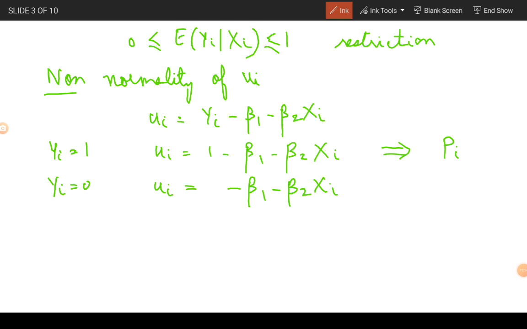However, if your sample size is large enough, then your OLS estimates will be unbiased even if your error term is not normally distributed. Right?